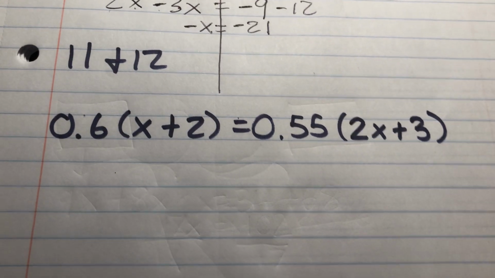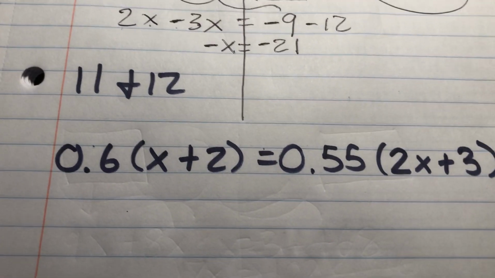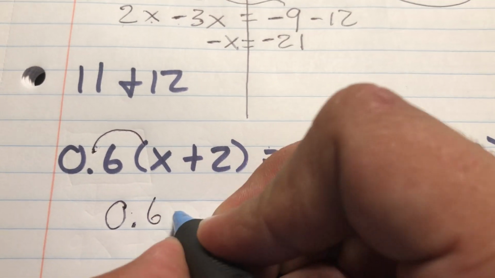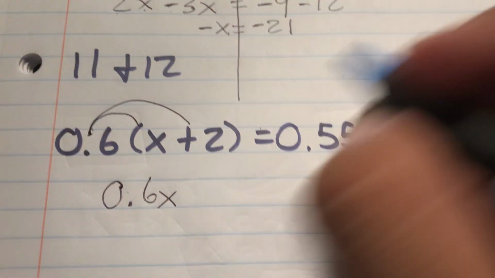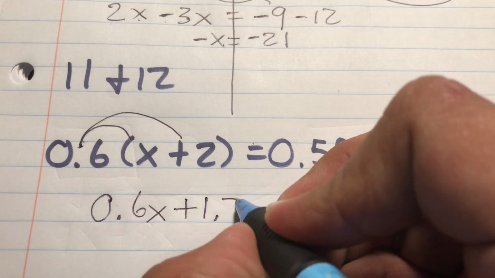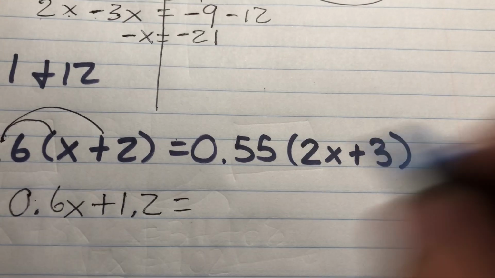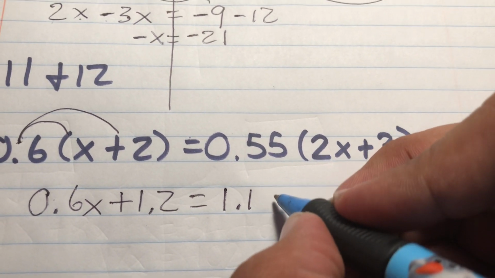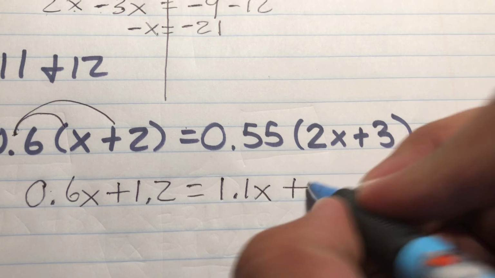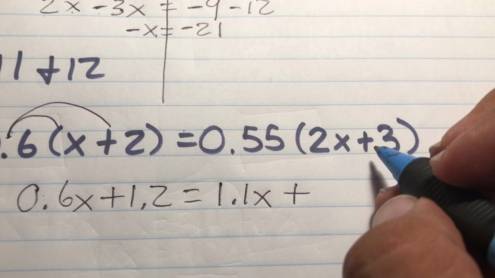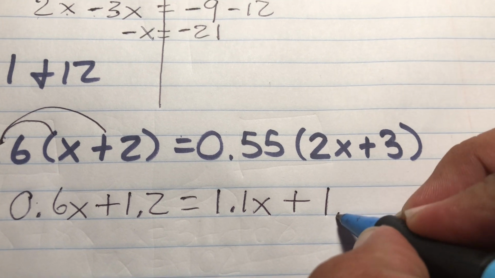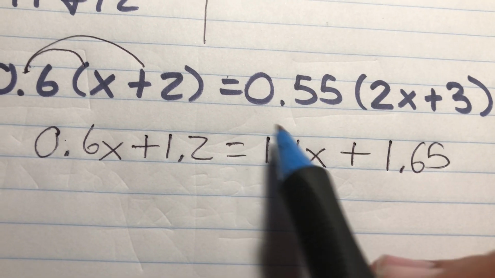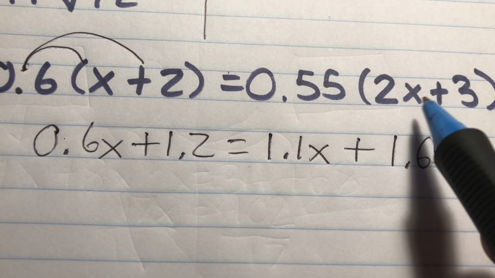Okay, last one. This one has decimal points. Same thing as before. We're going to be doing 0.6 times x. That's 0.6x. Then 0.6 times 2 gives us 1.2. And then 0.55 times 2 is 1.1 x plus, that's going to be 1.1, so 1.65. All right, hopefully I've done everything correct.